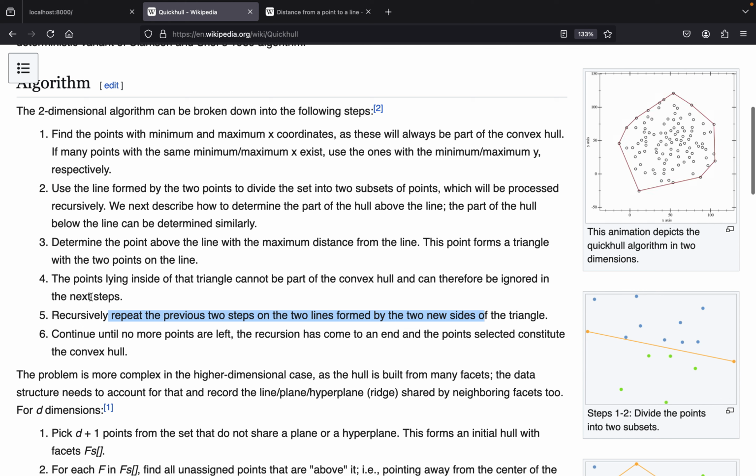For me, what drew me to the algorithm was maybe even the animation, just how we can divide the points and the algorithm looks simple and beautiful. In any case, let's go forward and implement it.